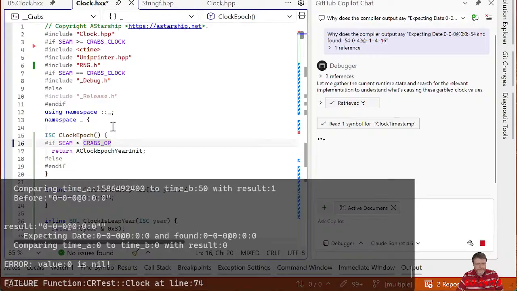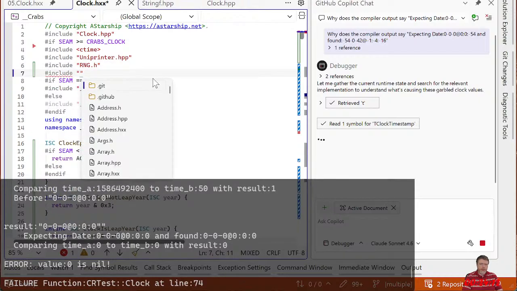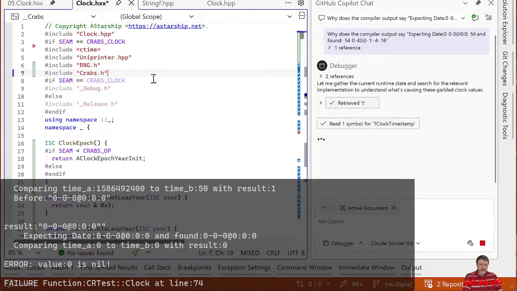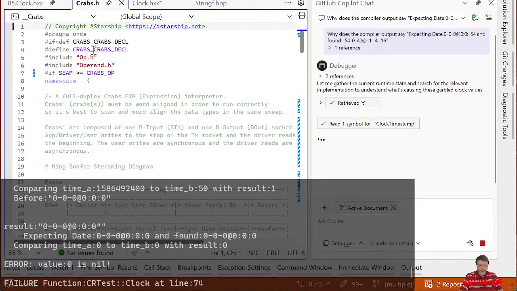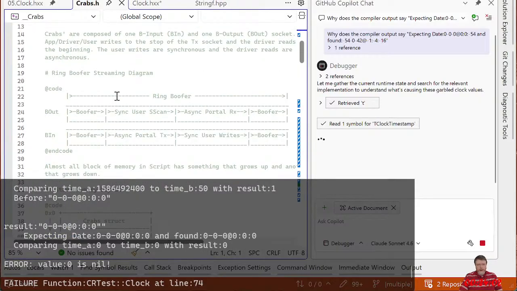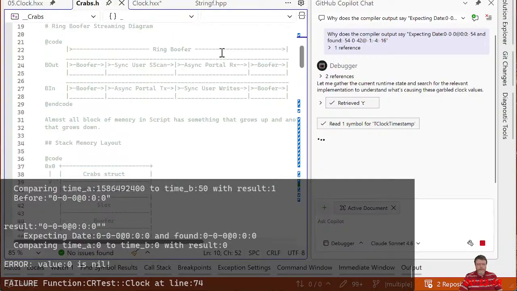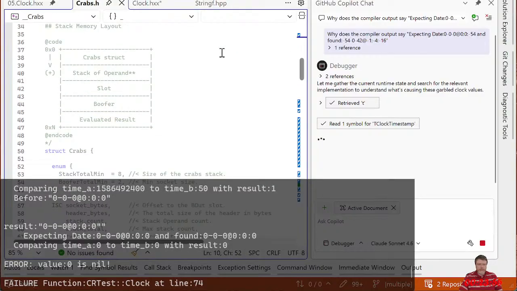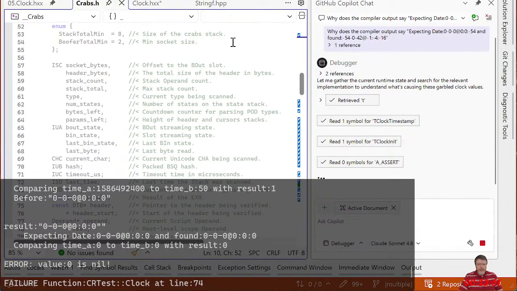So if this is equal to clock, now we do in here. I think we just include the crabs.h in here, right? So in crabs.h, let's go look over here. Crabs is going to have our expression scanner for the remote procedure calls or whatever other compiler you're trying to build.